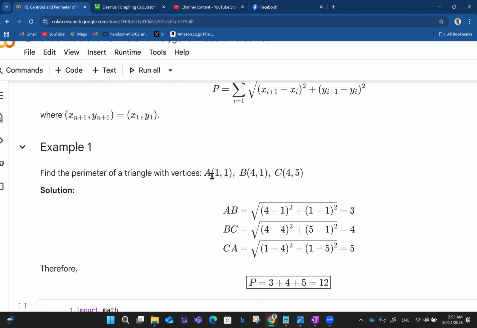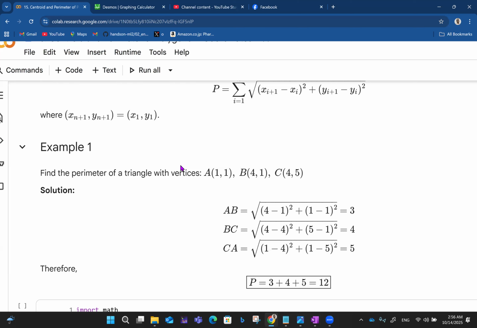Find the perimeter of a triangle with vertices A(1, 1), B(4, 1), C(4, 5). So you need to find AB, BC, and CA and add them all together. So AB is the square root of (4 minus 1) squared plus (1 minus 1) squared. So that'll be simply the square root of 3 squared, which is 3, because this is 0. Then for BC, you have (4 minus 4) squared, that's 0. Then (5 minus 1) squared, that's 4 squared, and the square root of 4 squared is 4, of course.